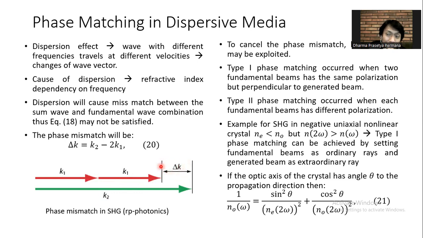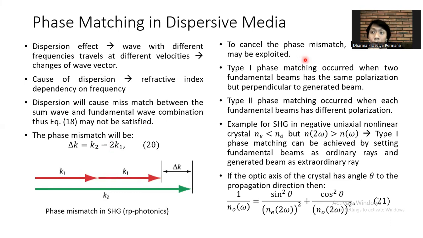So this delta K is what I mentioned before to be the phase mismatch, the plus and minus from the dispersion effect. When this delta K happens, we can calculate the phase mismatch by taking the difference between the generated light wave vector and the initial light, which is K2 minus twice K1 in equation 20.